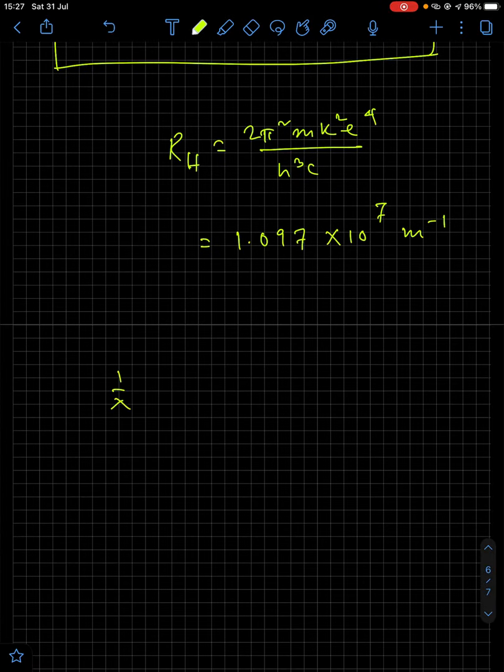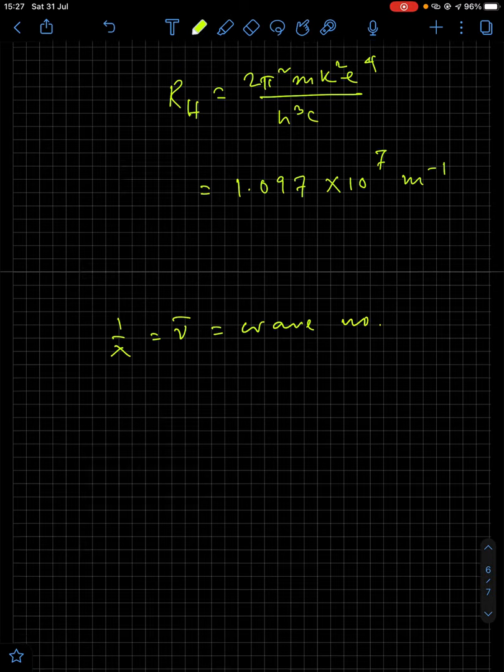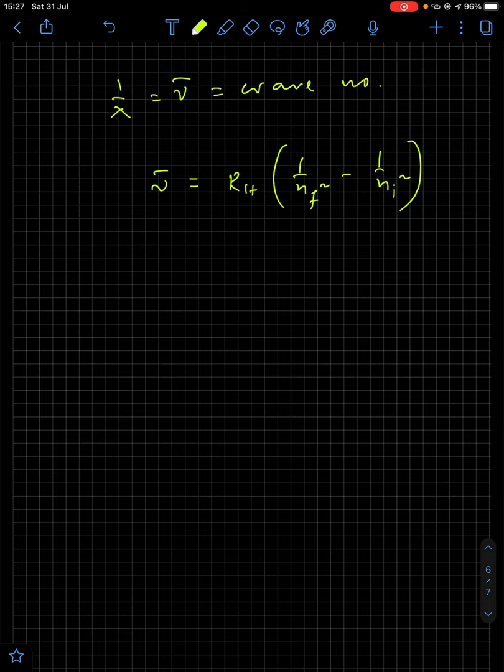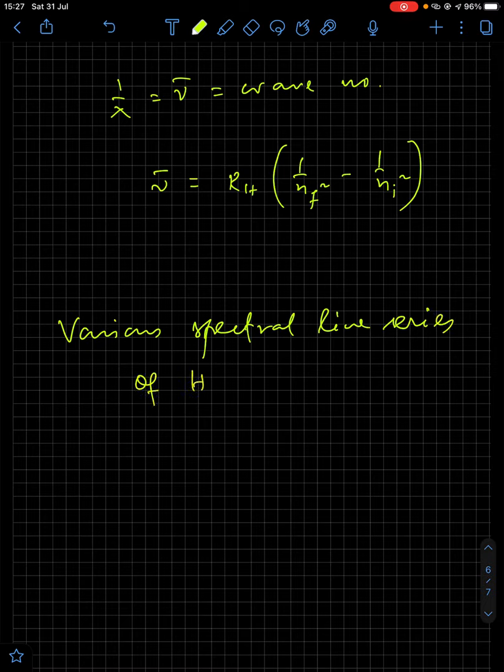Now you also call 1 by lambda as wave number. You denote that with nu bar. So that is also called as wave number. So the same relation can be written as nu bar equals RH 1 by nf square minus 1 by ni square. So based on this, we have various spectral line series of hydrogen atom.